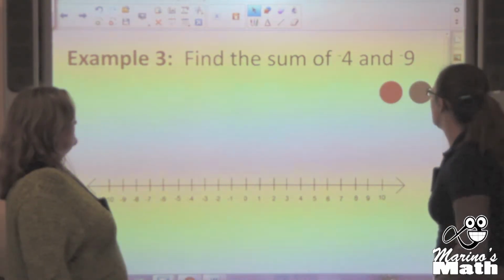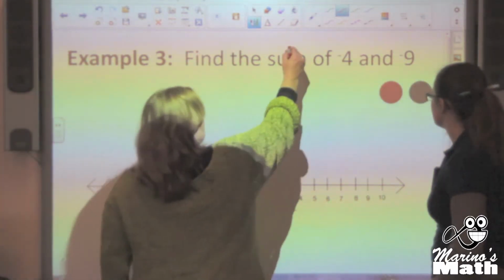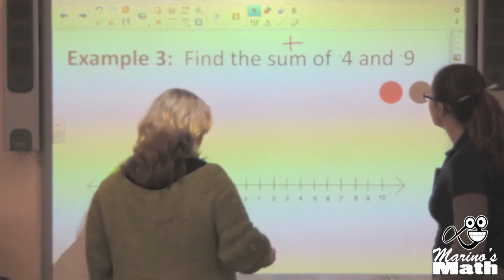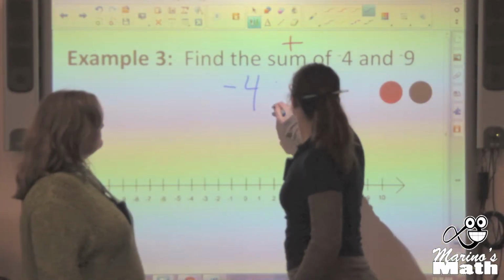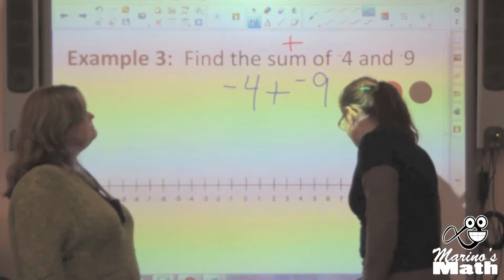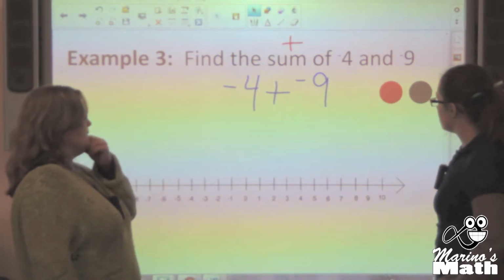Find the sum of -4 and -9. Well, we have no symbol there. Ms. Marina, let me help you out a little bit. Just a reminder, sum means plus. Can I rewrite it like this? So you have both things here. What are you going to use?